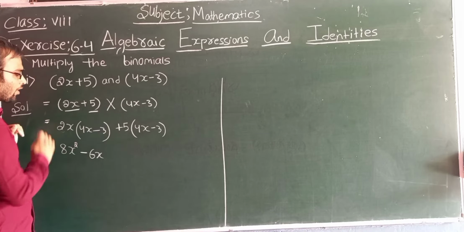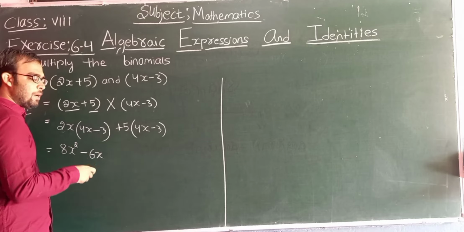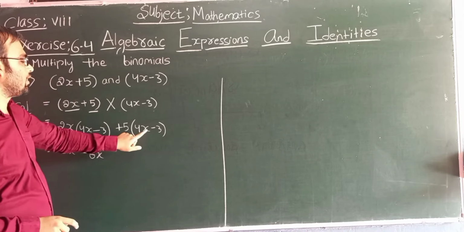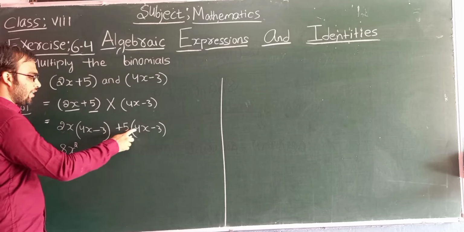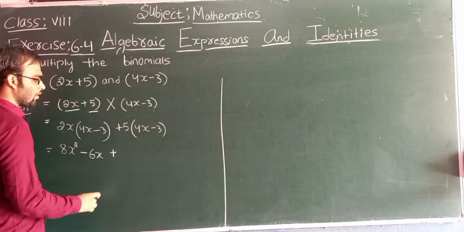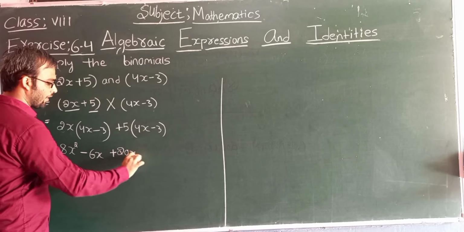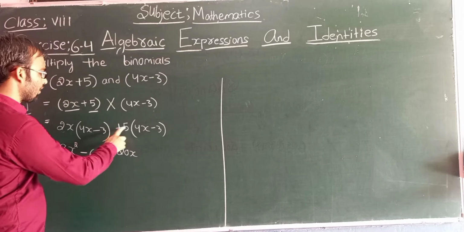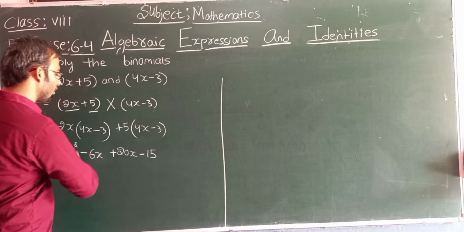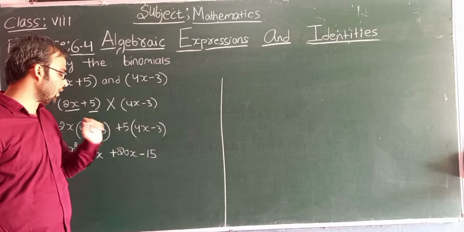Now come to this. This is completed. Here plus is there and here also plus is there. So now we need to multiply plus 5 with this binomial, that is, with first 4x, then with the minus 3. Plus into plus will be plus. 5 4s are 20, here x is there, so write x. Now students, plus into minus will be minus. 5 3s are 15. Now what we have got is 8x square minus 6x plus 20x minus 15.